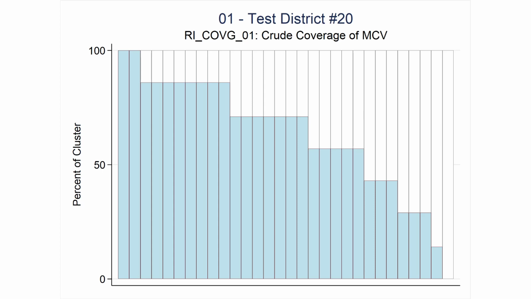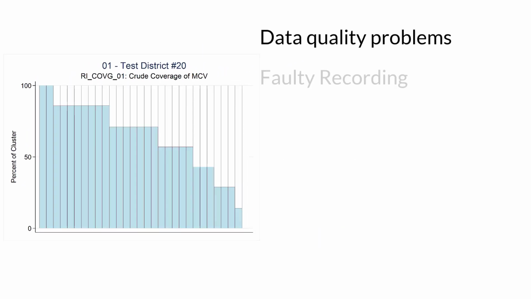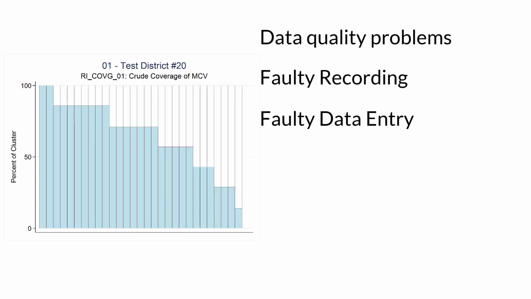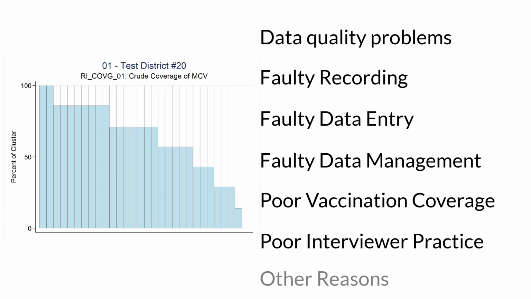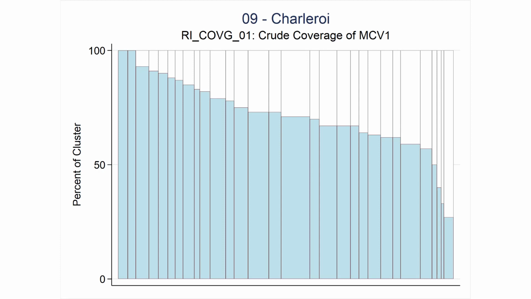The column could be due to data quality problems, faulty recording, faulty data entry, faulty data management, poor vaccination coverage, poor interviewer practice, or any other reason. But a surprisingly low bar in an organ pipe plot can mark the beginning of a series of questions, but it never tells us the full story of why the bar is so low without further inquiry. And the inquirers should keep an open mind as to many different explanations while they make those inquiries.